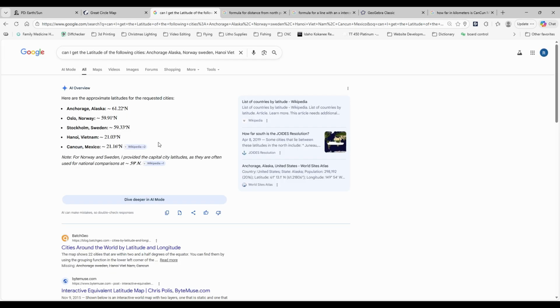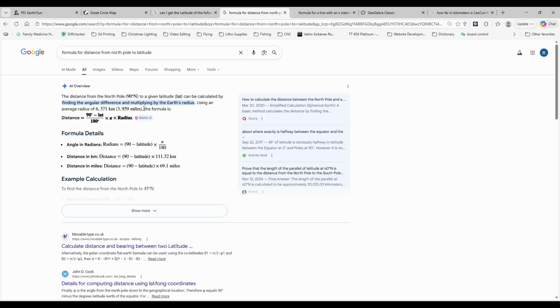So I looked up the latitude of each of the places. Anchorage, Alaska is 61.2 degrees. Oslo, Norway is 59.91. So it's fairly close. Stockholm, Sweden. Oh, we're not using that one. Hanoi is 21.03 and Cancun is 21.16. And there's a simple formula that you can use to get your distance from the North Pole. We're going to use kilometers, so the distance in kilometers is 90 minus your latitude times 111.32 kilometers. That'll give you the distance.